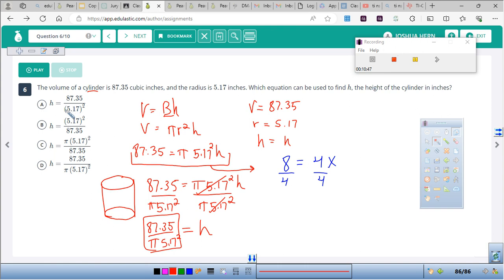Good, but we're missing the pi. This one is reversed, upside down. So we're going to have 87.35 on top, divided by pi times 5.17 squared. Perfect. That's the one right there. D is your answer.